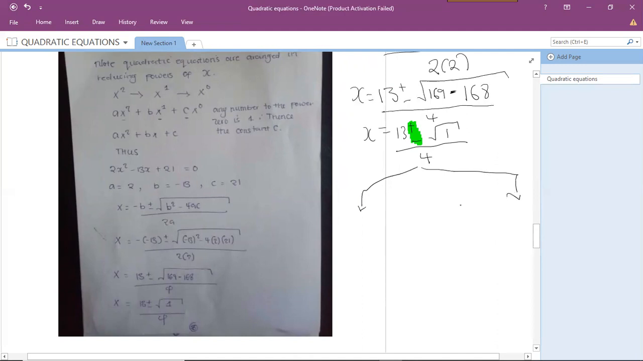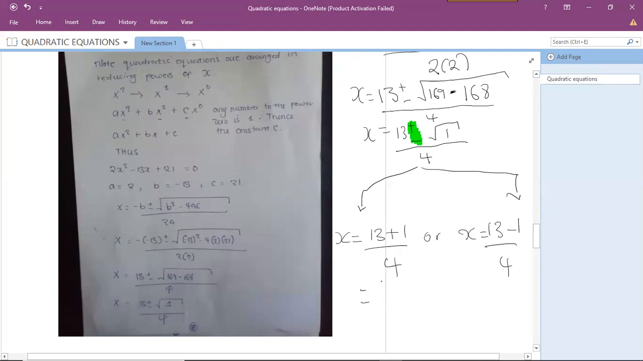If you want, you can show the examiner these arrows. I prefer you show the examiner these arrows to tell them that you understand this part. Whatever value you find after subtracting will be the square root of a number, and that square root is going to have a positive or a negative value. So this entire equation splits into x is equal to 13 plus 1 over 4, or x is equal to 13 minus 1 over 4. The square root of 1 can either be positive 1 or negative 1.